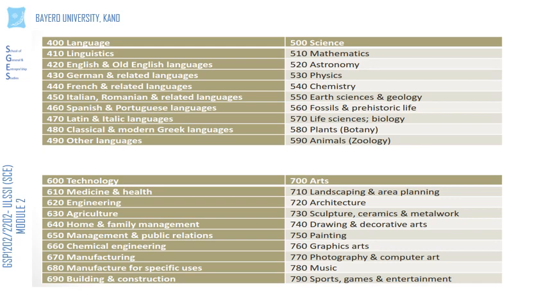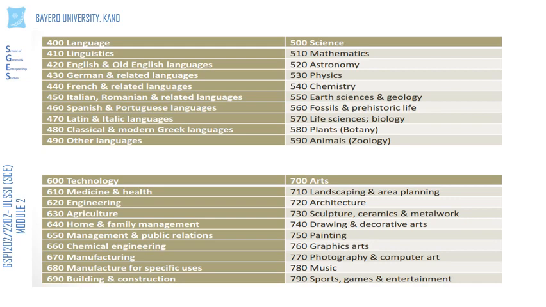We also have the 500 class of sciences. 510 stands for mathematics, 520 astronomy, 530 physics, 540 chemistry, 550 earth science and geology, 560 fossil and prehistoric life, 570 life science and biology, 580 plants, which is botany, 590 animals, which is zoology.